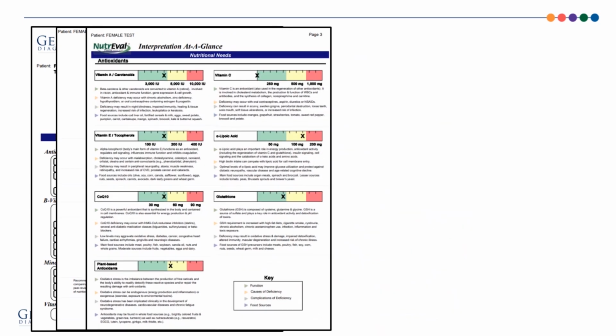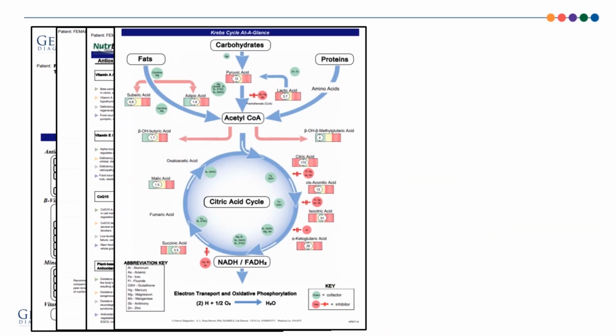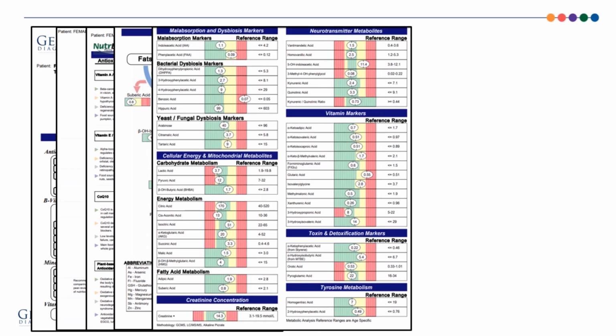The interpretation at a glance is your tool for a report of findings, a way to sit down with the patient and discuss the findings in a way that they can understand. The Krebs cycle at a glance pathway chart helps us to look at the Krebs cycle, look at that pathway chart, and get a sense of nutrient cofactor needs that can help with imbalance.